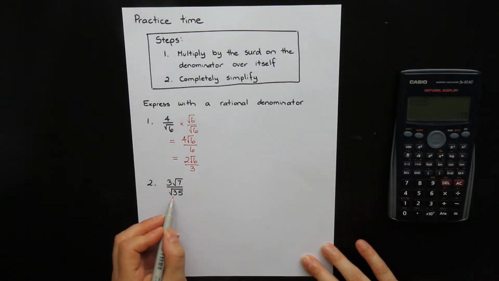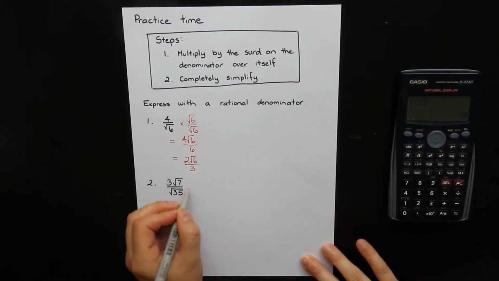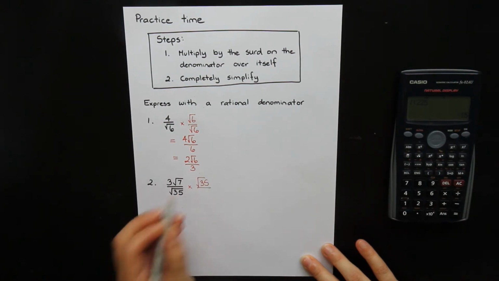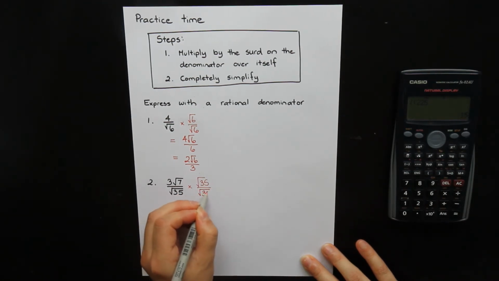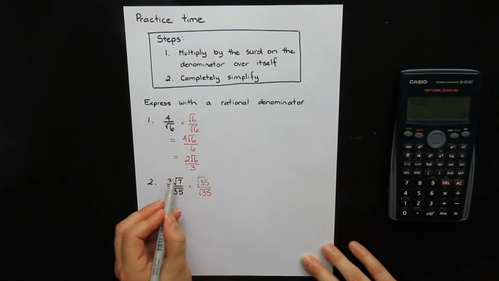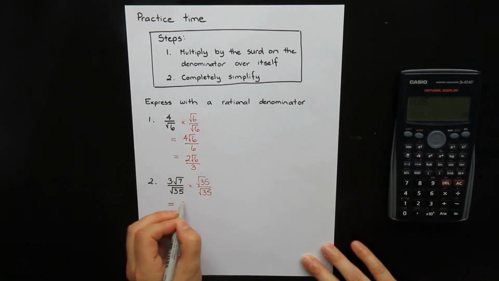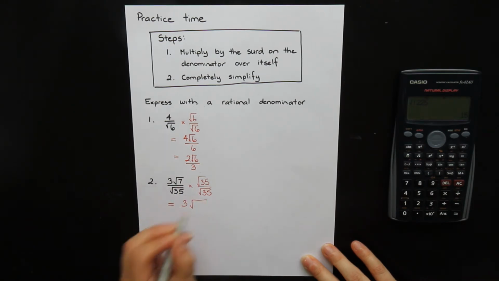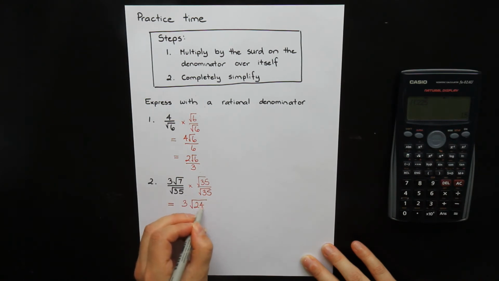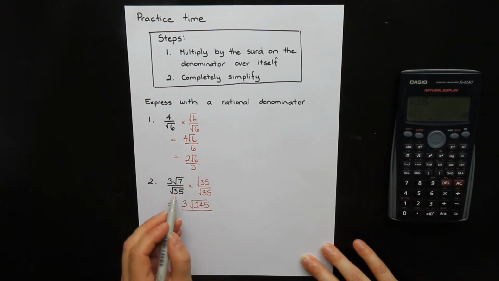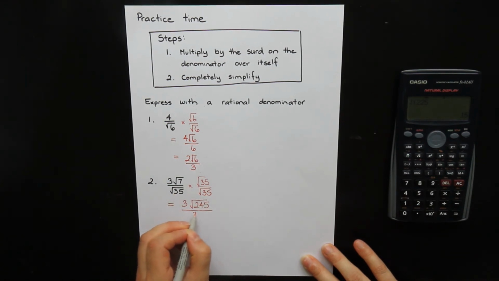Alright, let's try question 2 again. To rationalise the denominator, I need to multiply by that surd on the bottom, square root 35 over square root 35. Multiplying together, multiply the tops. 3 root 7 times root 35 would be 3, root 7 times root 35 is square root of 245, over root 35 times root 35 is 35.